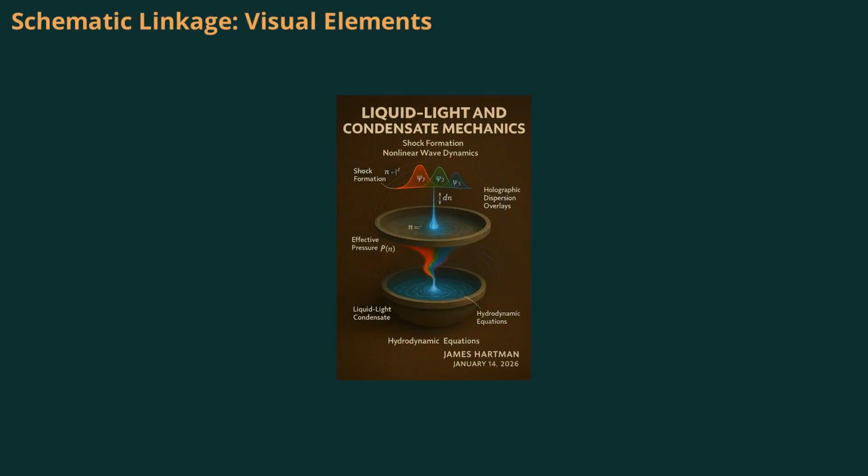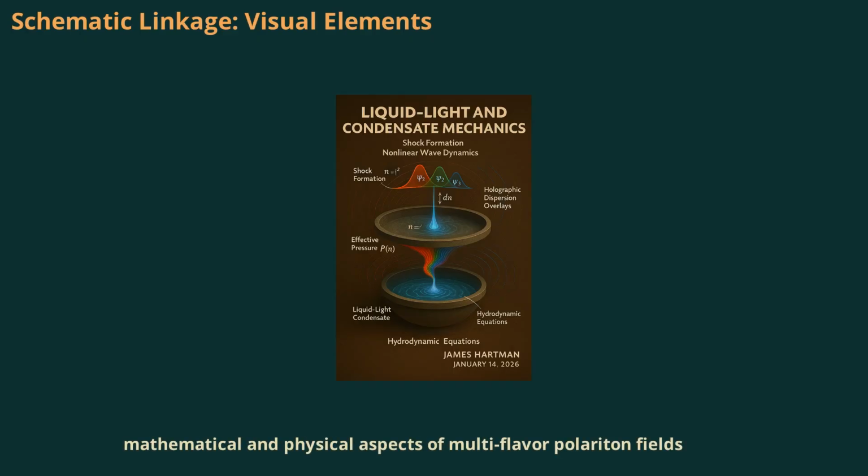The Chapter 2 schematic visually ties together the mathematical and physical aspects of multi-flavor polariton fields. It features three wave functions entering a cavity, phase distributions above the cavity, zones of coherent mixing and nonlinear overlays, and holographic dispersion rings. These elements are not just artistic, they correspond directly to the underlying equations and physical processes described in this chapter.